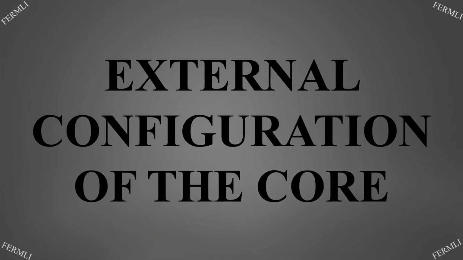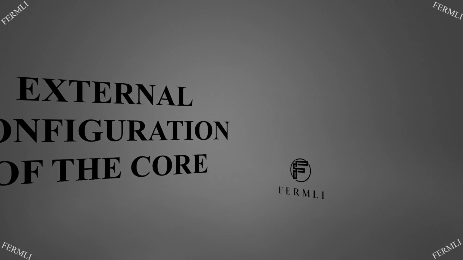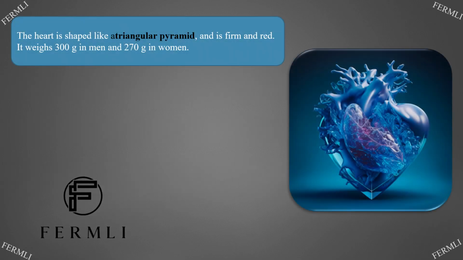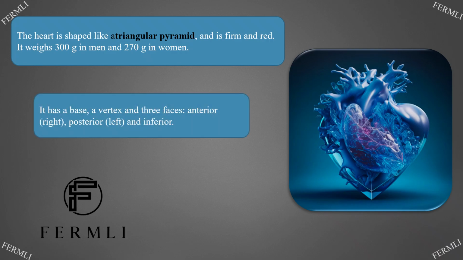External configuration of the heart. The heart is shaped like a triangular pyramid and is firm and red. It weighs 300 g in men and 270 g in women. It has a base, a vertex and 3 faces: anterior or right, posterior or left, and inferior.